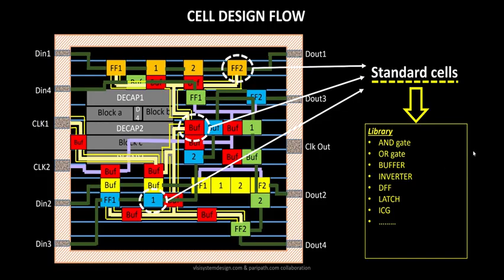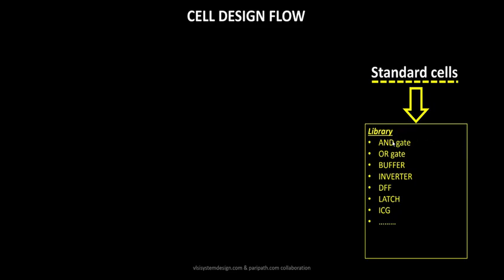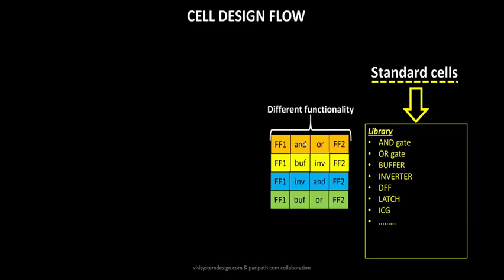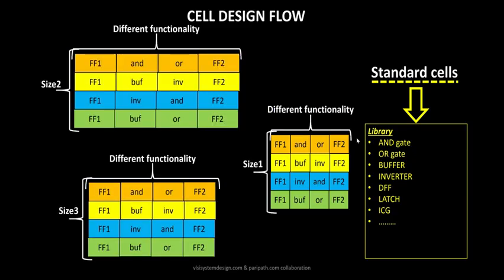So this is a typical area in an IC design flow where you keep all your gates and so on. If you look into the library, it has an AND gate, OR gate, buffer, inverter, D flip-flop, latch and ICG and so on. But this is not all. This particular library has something more to it. If you open up the library and see, the library definitely has different gates with different functionality. For example, an AND gate has a different functionality than a buffer and so on. So it definitely has cells with different functionality, but it also has cells with different sizes.